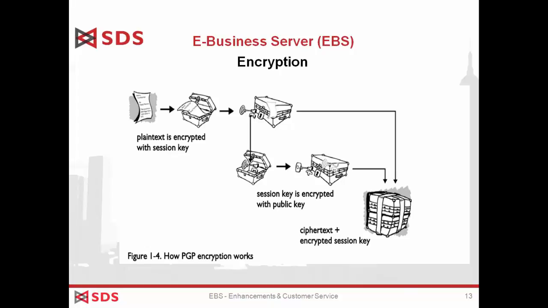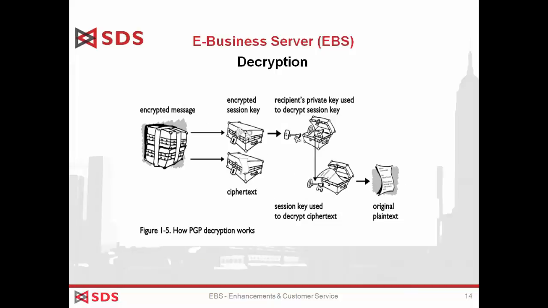You can configure eBusiness Server to perform in a specific way. For example, you can specify what encryption and hash algorithms eBusiness Server should use, tell eBusiness Server to add a specific comment to everything you encrypt, always encrypt a copy of your data to your own key as well as your recipient's, set the level of skepticism eBusiness Server should use in determining whether others' keys are valid, and so on. Decryption works in reverse. The recipient uses their private key to recover the session key, which EBS then uses to decrypt the conventionally encrypted ciphertext.